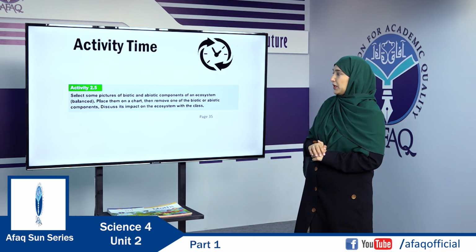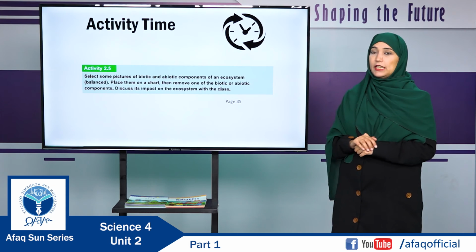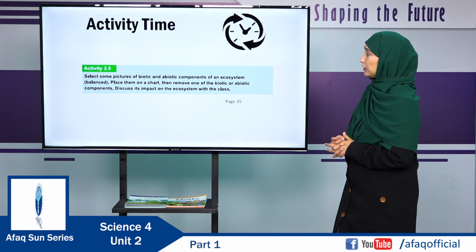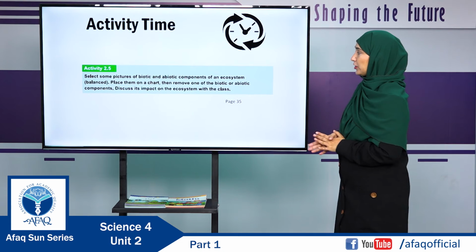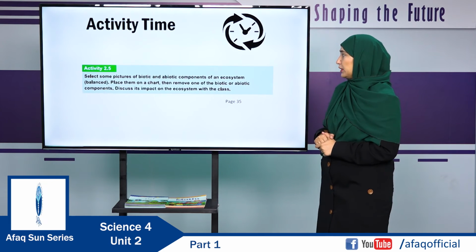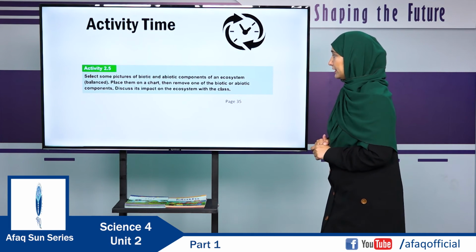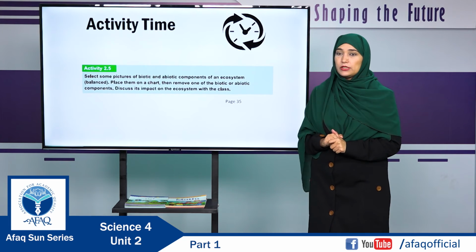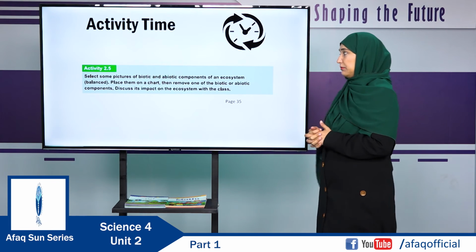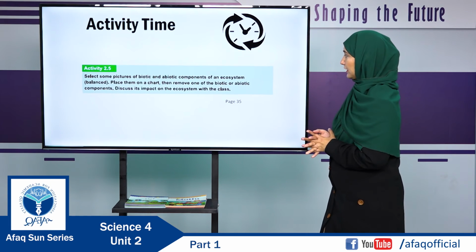Now open your book page number 35. Here an activity is given. You have to read the statement. Select some pictures of biotic and abiotic components of an ecosystem, and that should be a balanced ecosystem. You have to select the pictures of biotic as well as abiotic components of an ecosystem.